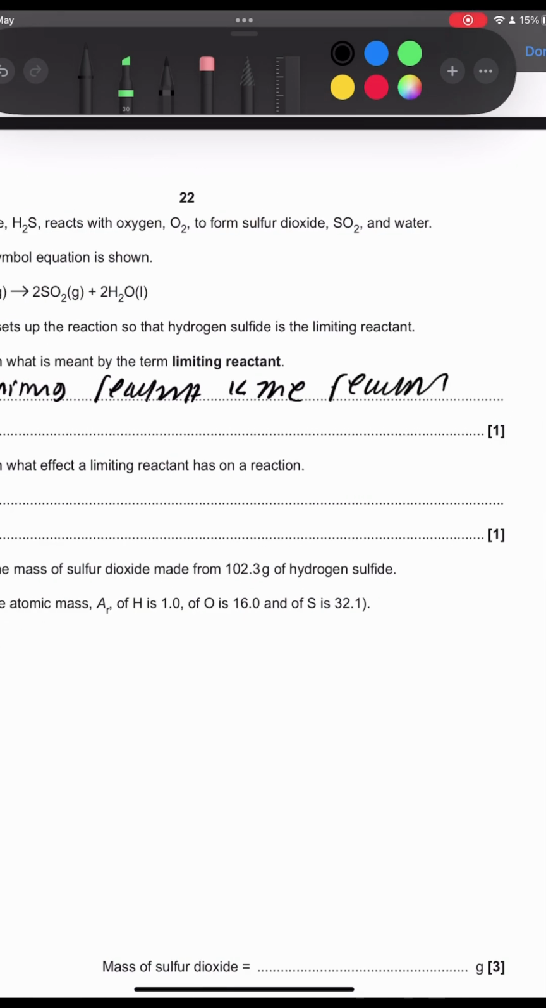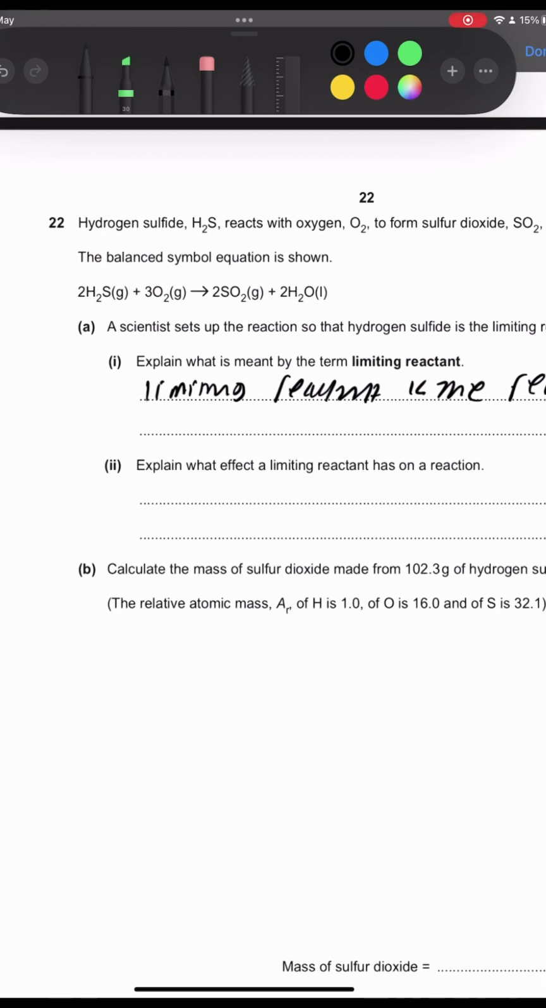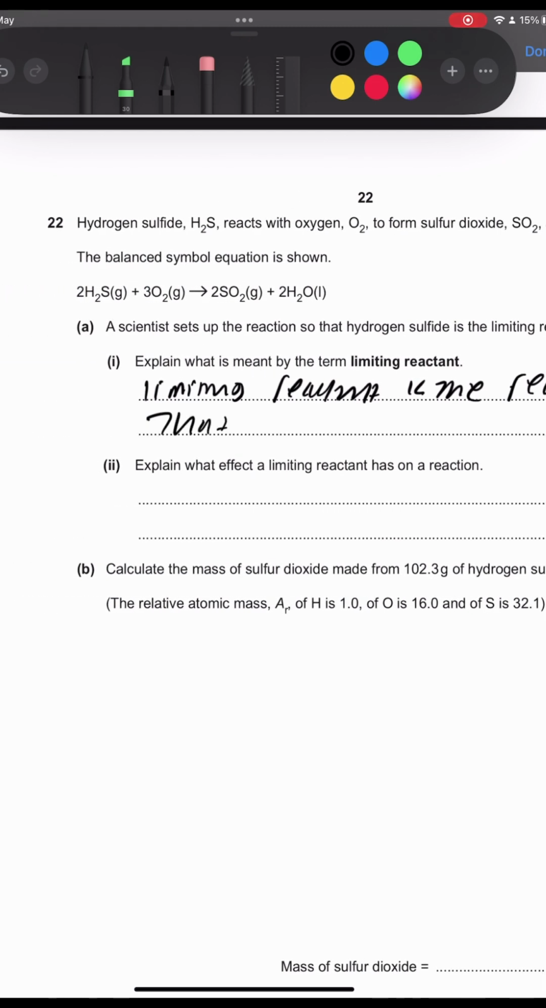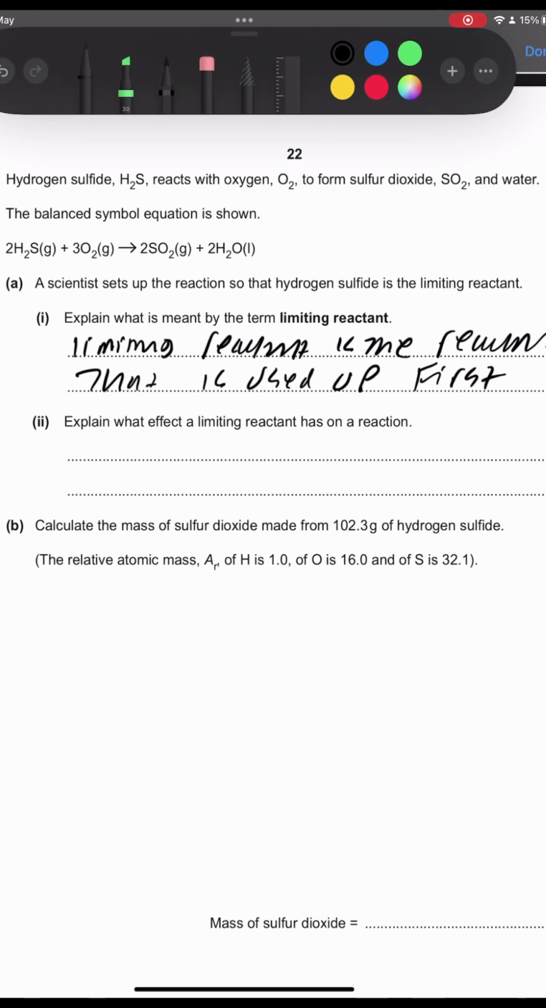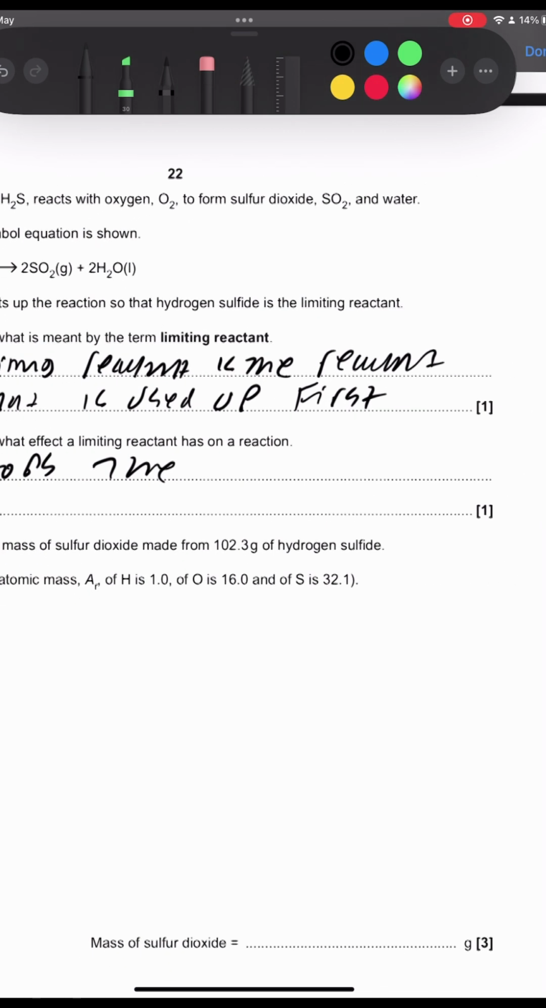Okay, what is a limiting reactant? A limiting reactant is a reactant that's used up first in a reaction, and then the reaction stops. It's usually the reactant which you have the least of. The best way to figure out the limiting reactant is by working out the moles. The one with the smallest amount of moles is the limiting reactant. And so that is what the term limiting reactant means.